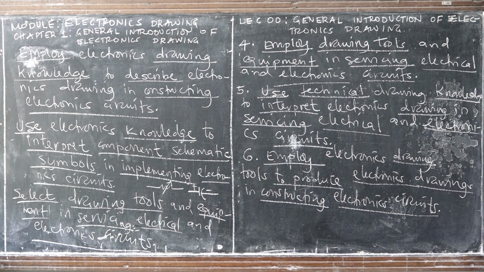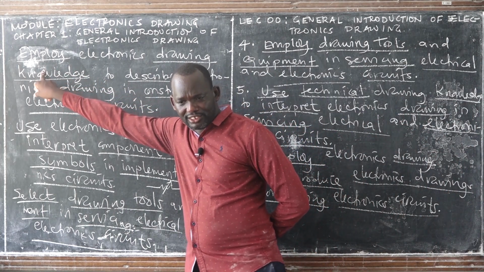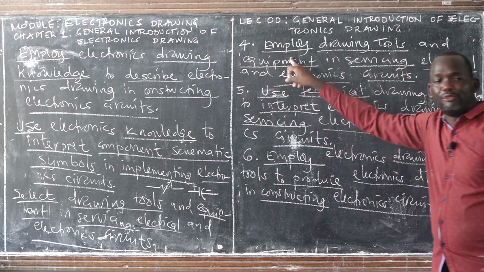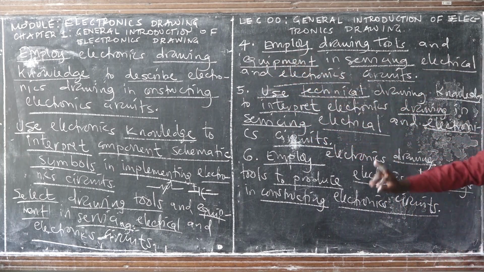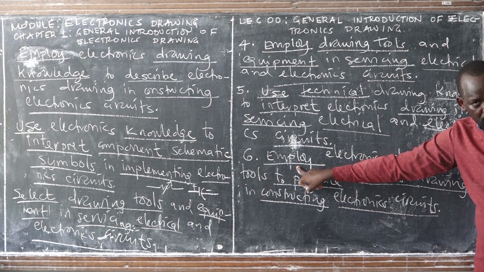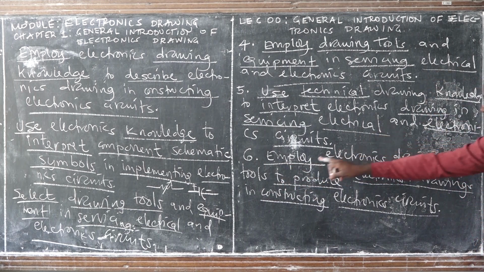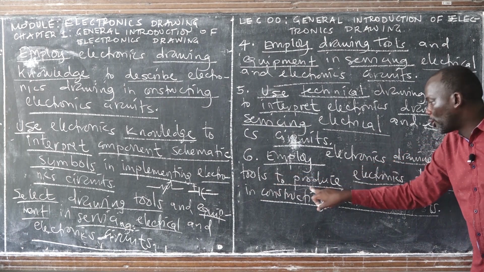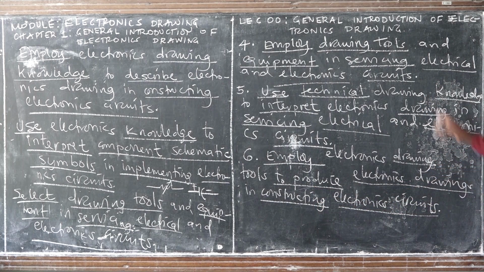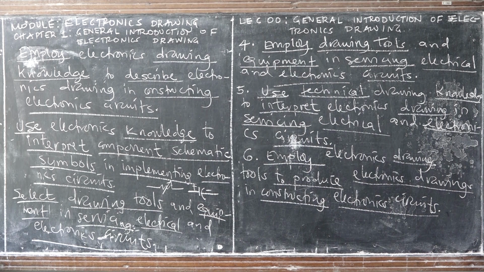Then in the C6 sub-enabling outcomes, we have been asking the same verb as in the first sub-enabling outcome. We use that verb in the fourth sub-enabling outcome, and it has been used in the 6th. I said stop writing, listen, and look. So we have been asked to teach you to employ electronics drawing tools to produce electronics drawings in constructing electronic circuits. So for this case, it is to interpret. Say to interpret.